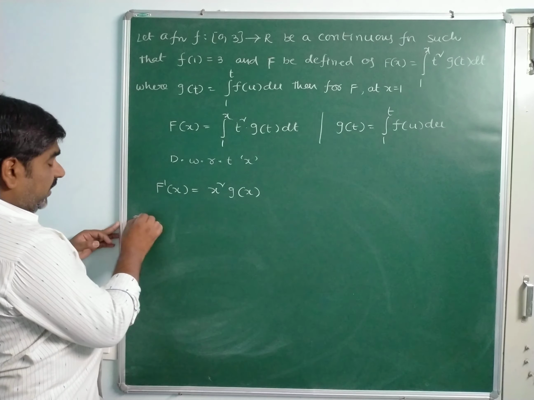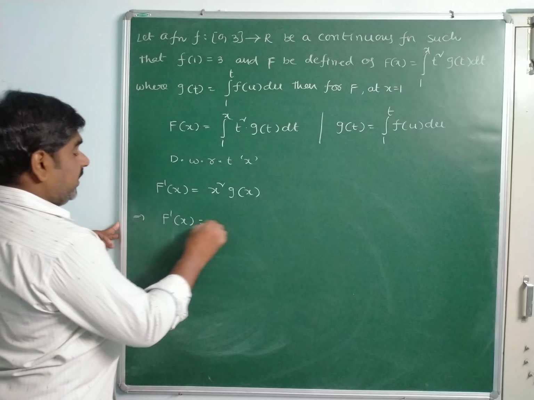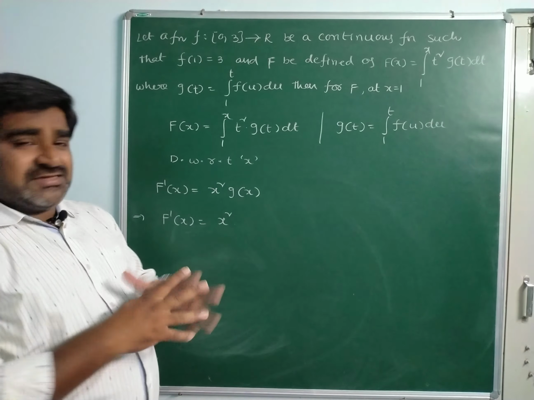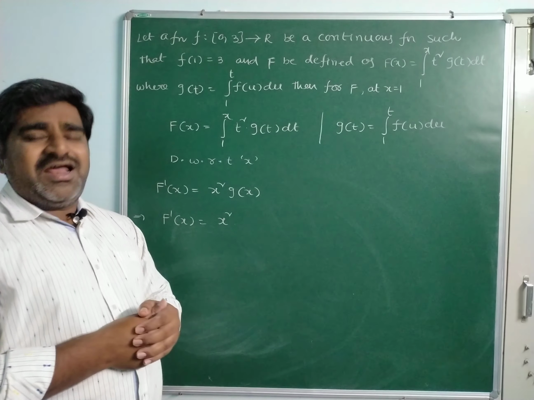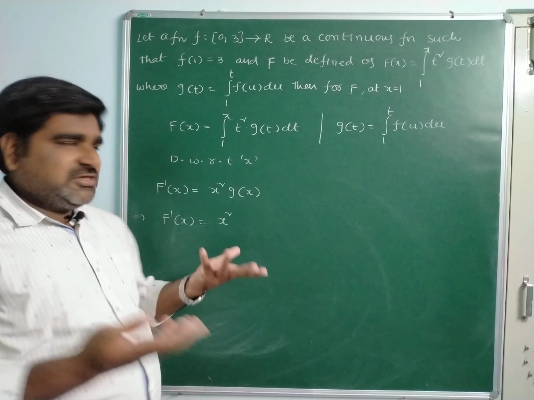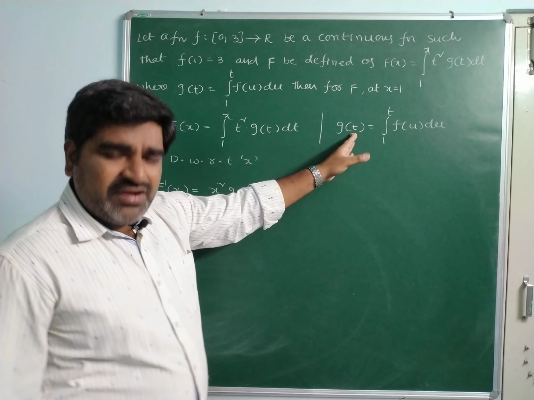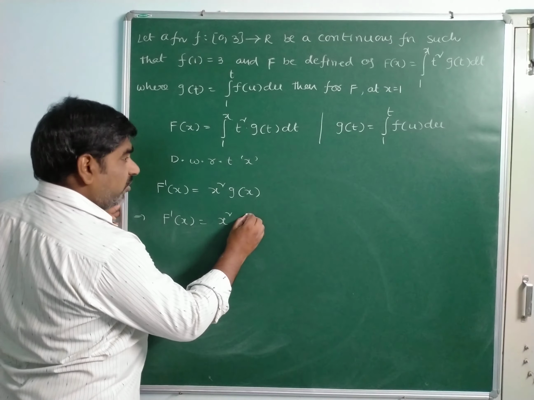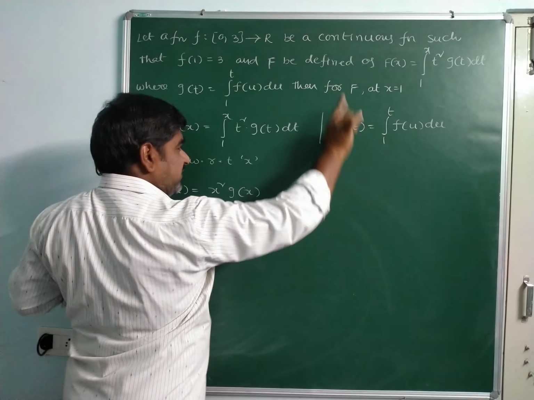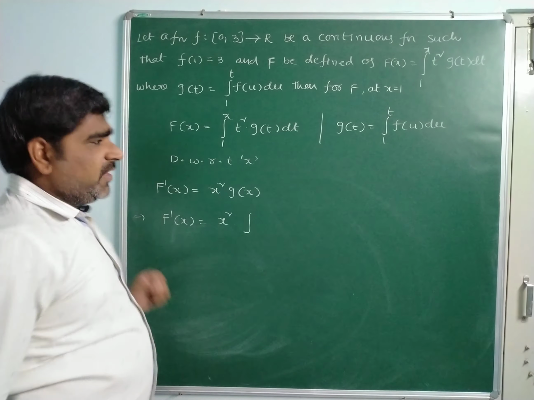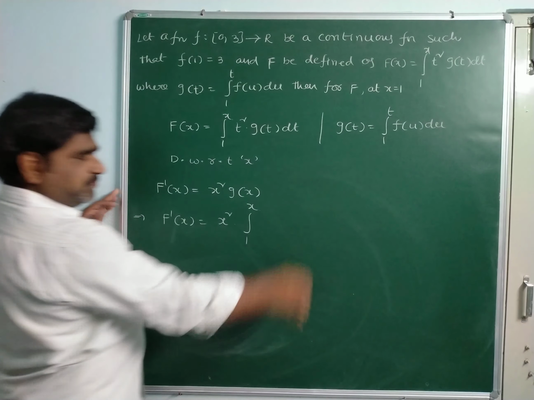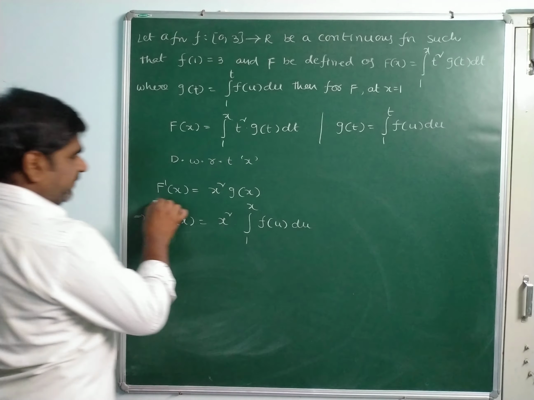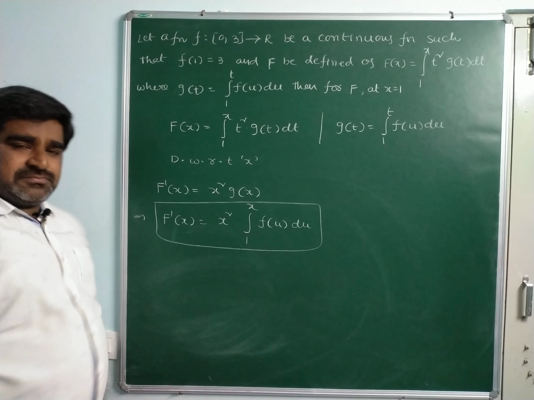So capital F dash of x is equal to x square into g of x. What is g of x? Sir, where is g of x? It is not given? It is given: g of t. If g of t is given, automatically g of x is also given. Instead of t, write x, that's it. Replace t only. So g of x is equal to integral 1 to x f of u du. So F dash of x is equal to x square into integral 1 to x f of u du.